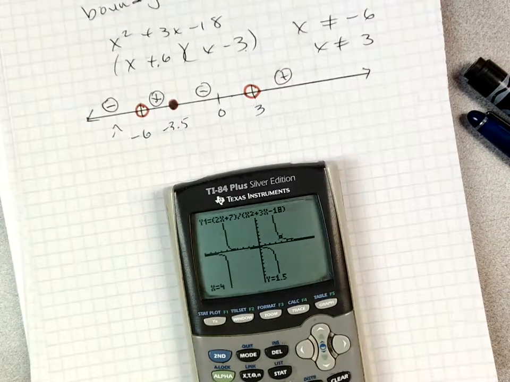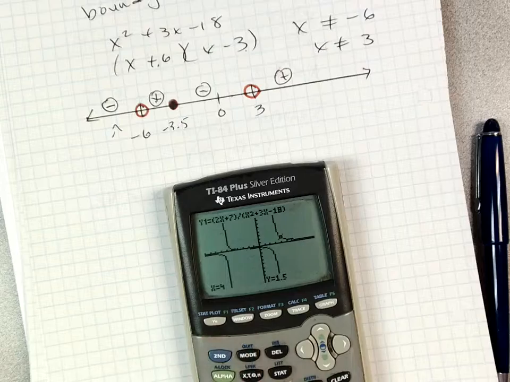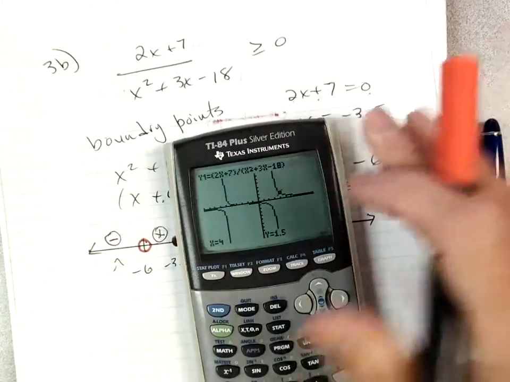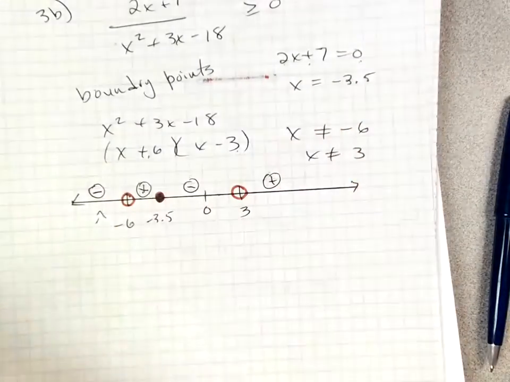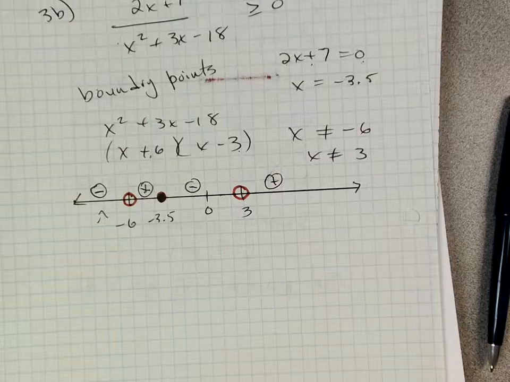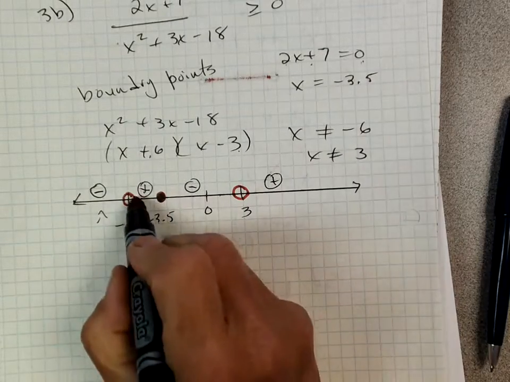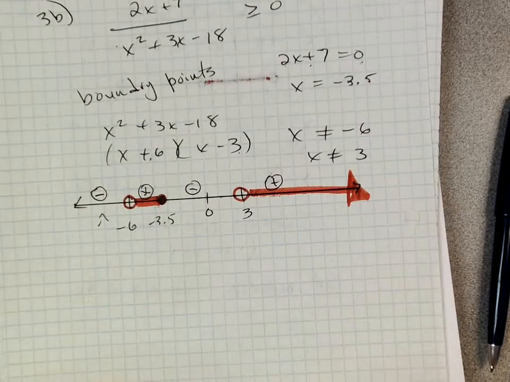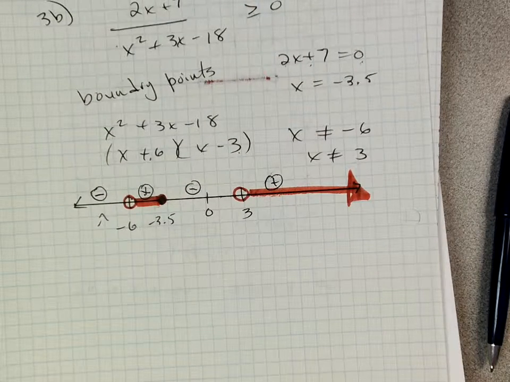Now, we're just about there. We just need to do some shading. So what I did is I tested all my regions, and I'm looking for when the darn thing is greater than or equal to 0, right? So where it's positive, it's greater than or equal to 0. So I'm going to shade here. And I'm going to shade all of that. So now we've got the graph. All we've got to do is put it together in interval notation.